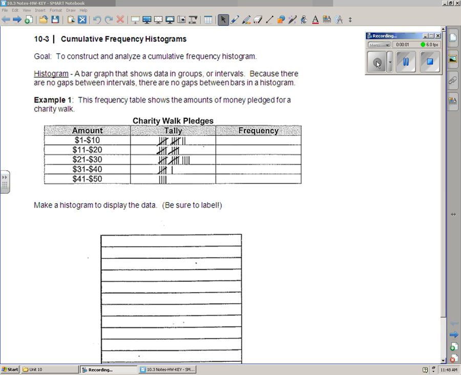Alrighty, so this particular lesson's on cumulative frequencies. So histograms, don't forget, it's a bar graph that shows the data in groups or intervals. Because there are no gaps between the intervals, there are no gaps between your bars.